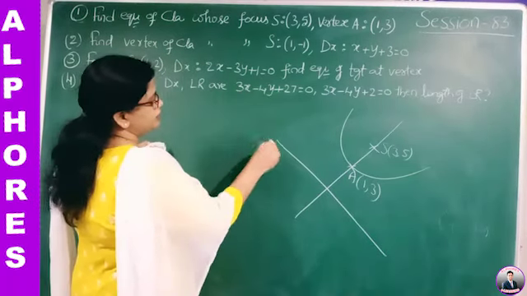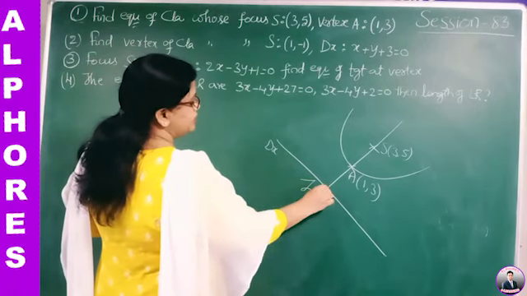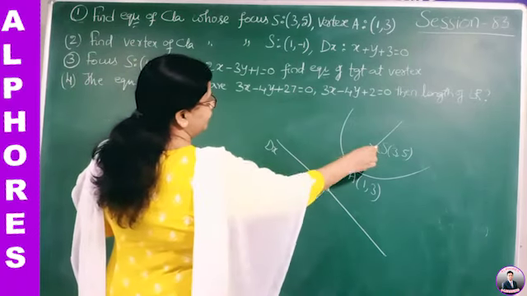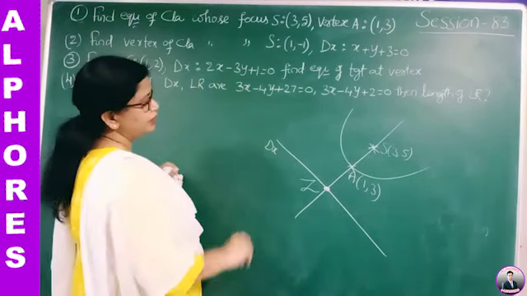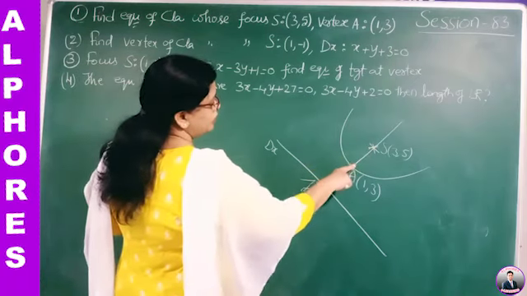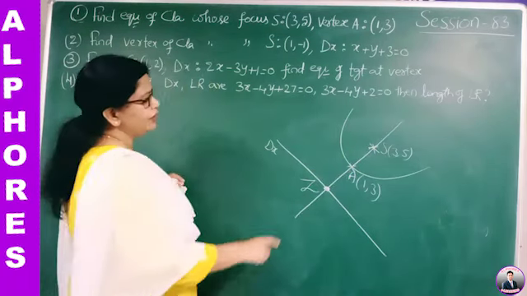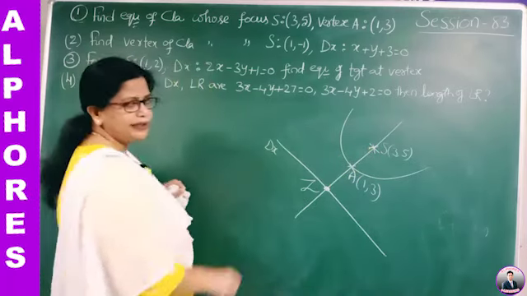And directrix, students, you know very clearly that if this point is, suppose, Z, the foot of perpendicular drawn from focus onto directrix, then from the standard form SA equal to AZ, which implies A is the middle point of S and Z.